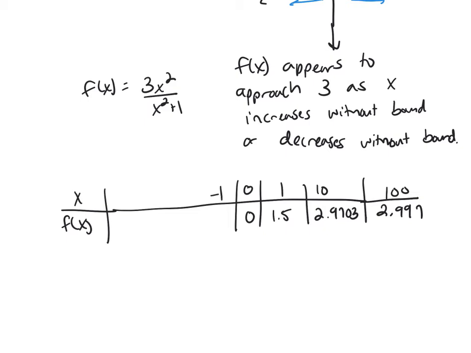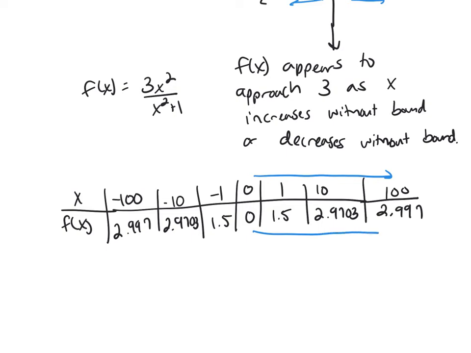And now let's decrease from 0. So I plug in -1, 1.5. If I plug in -10, 2.9703. And if I plug in -100, it's going to be 2.997.